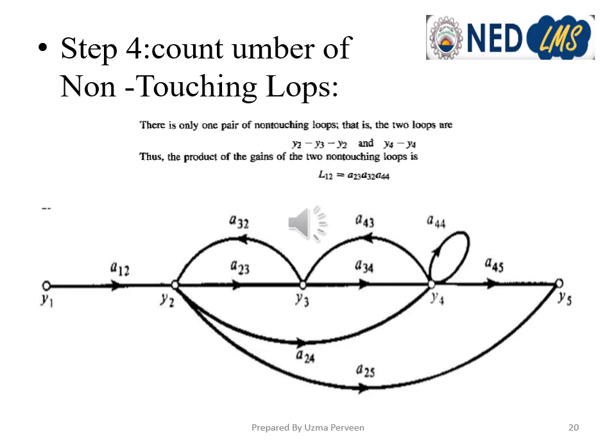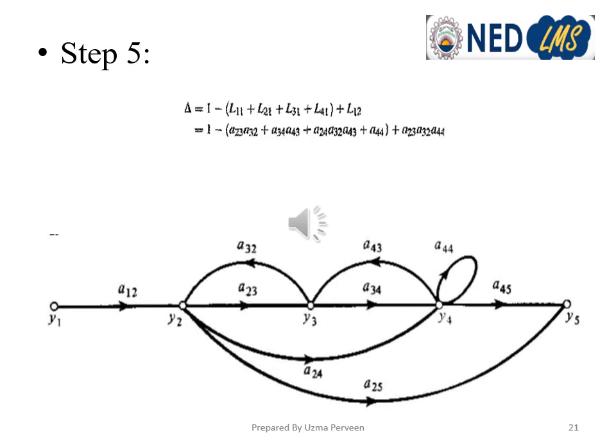No other pair of non-touching loops exists here, and obviously if there is no other combination, then no combination is possible for three non-touching loops or four non-touching loops. So we have only one pair of two non-touching loops here. Now we'll calculate the value of del.